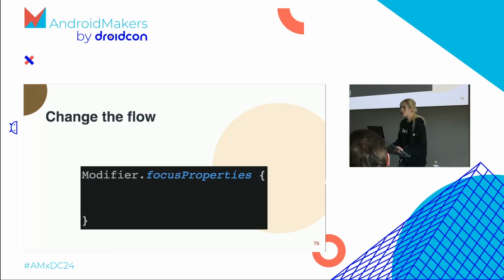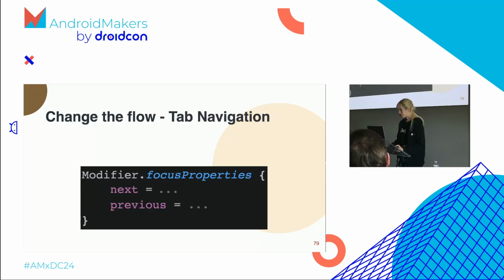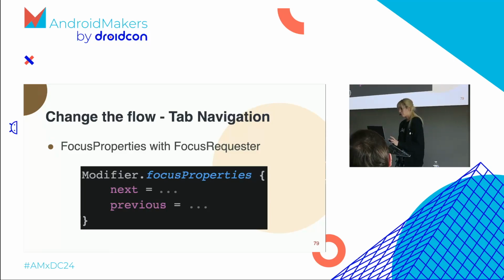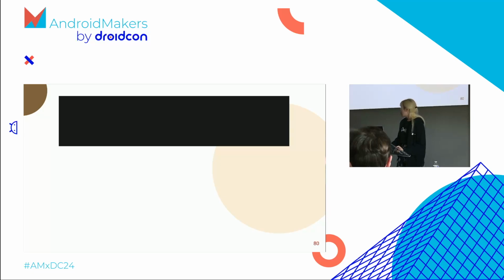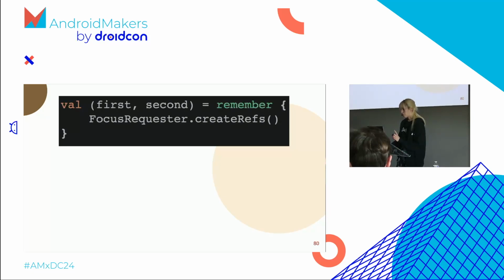So let's say I want to modify the flow of the tab navigation focus. Remember, it's the one directional navigation. For that one, we can set the next or previous attributes of the focus properties modifier to point to the composable that we want the focus to go to next. But how do you reference that composable in Compose? That's where enters the focus requester. And since we don't have view IDs here, we can create references of the composable by using that focus requester. It's just like when you create references when using constraint layout in Compose.